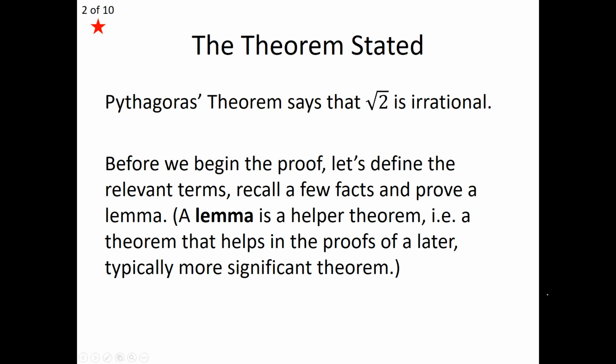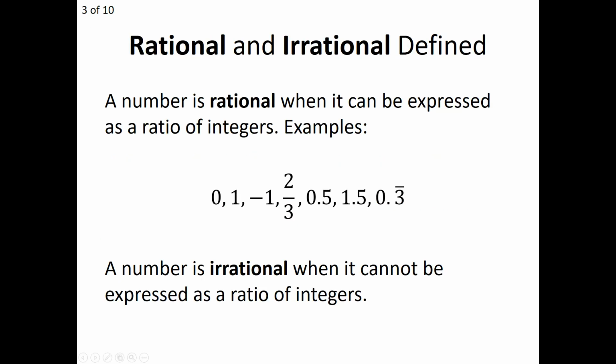All right. So a few terms to define. The first is, what does it mean for a number to be rational, and what does it mean for a number to be irrational? For a number to be rational, it means that it can be expressed as a ratio of integers. Think of our rational numbers. Any integer is a rational number. Any fraction is a rational number. Any negative fraction, any negative ratio, any repeating decimal is a rational number. An irrational number is a number that cannot be expressed as a ratio of integers.